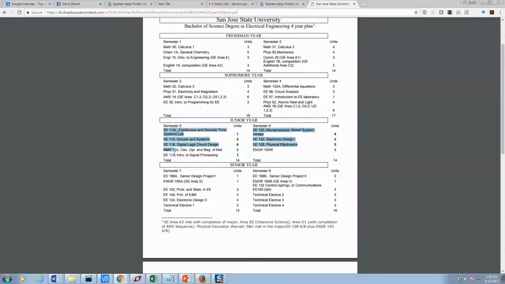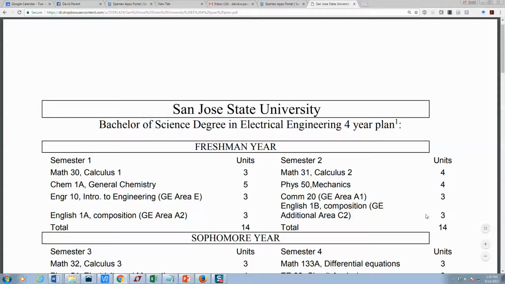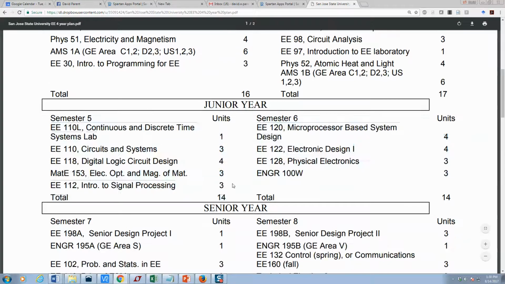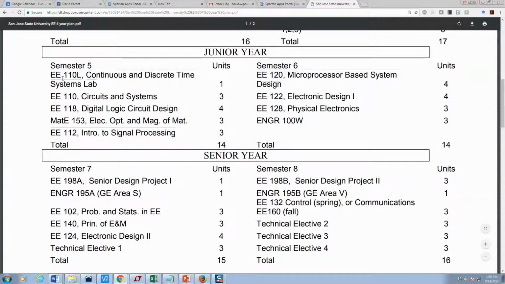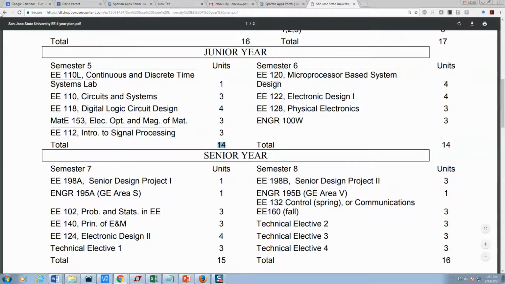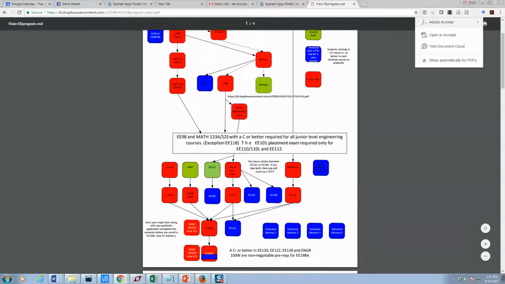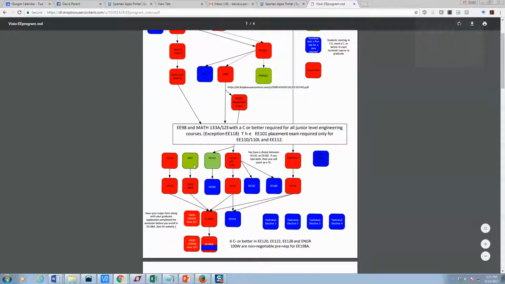Now, this is 14 units, and that is quite a bit of units. You're really not going to be able to work and take that many units. But if you can't take all these courses, you might say, well, what are the most important ones to take? Well, that's when you would come back to our critical path, where every semester you want to be taking something in red.